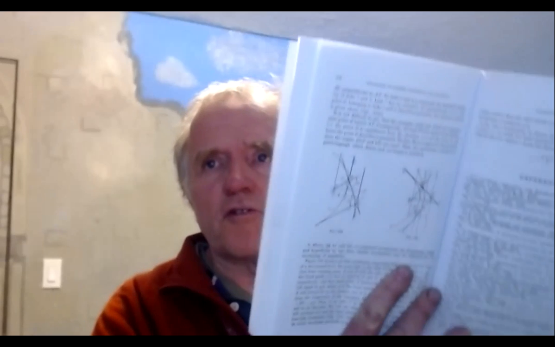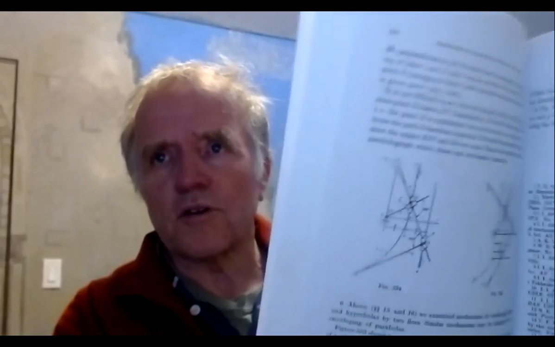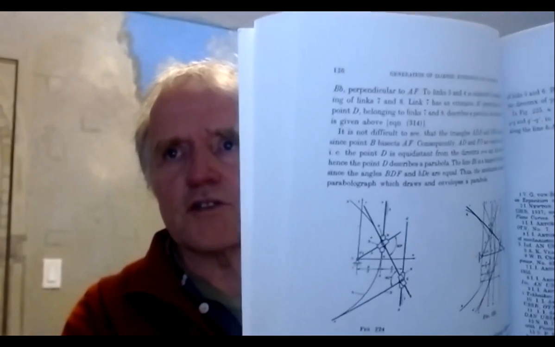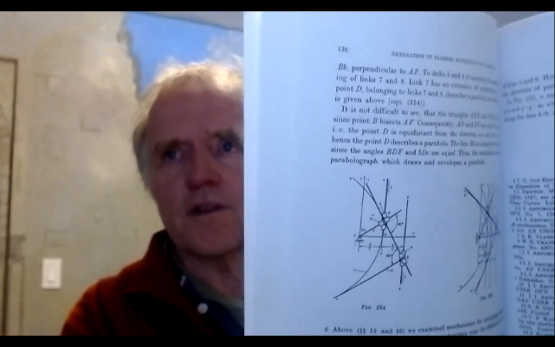So I'm going to do a mechanism which envelops a parabola. It's going to be figure 224 from my book. So that's a figure, a mechanism which creates a sequence of lines which are all tangent to the parabola.